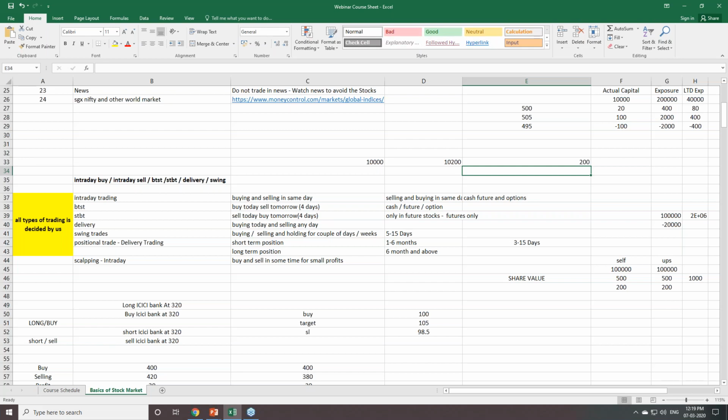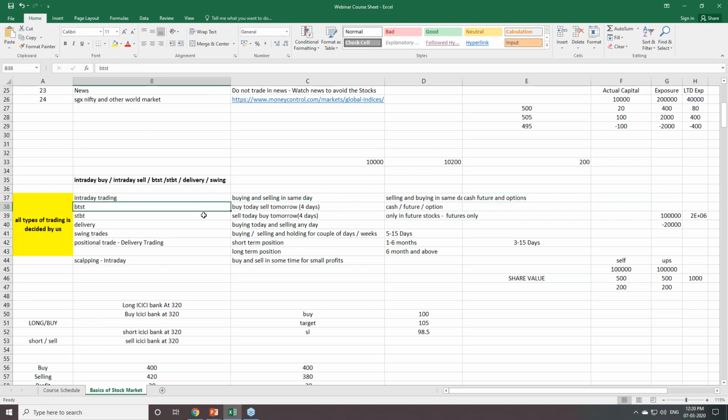Intraday trading means you have to close the trading before the end of the market. Whether it is equity, commodity or currencies, you have to close it at the end of the particular market timings. That is called intraday trading. Buying and selling in the same day, and also selling and buying in the same day, is possible. That is called short selling, which we will learn in the next sessions. The same can be done in cash, futures, and options.